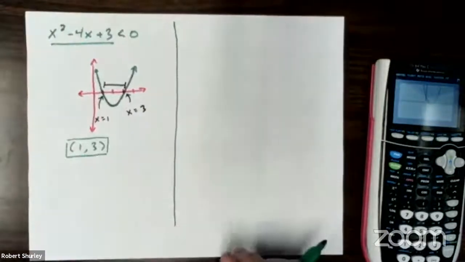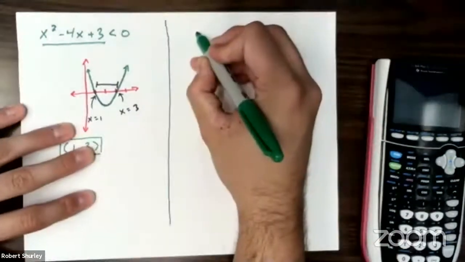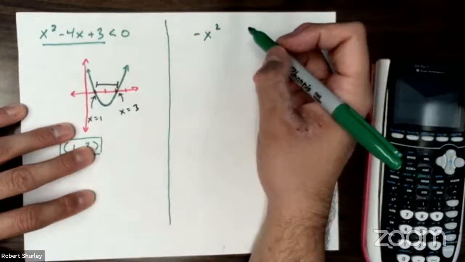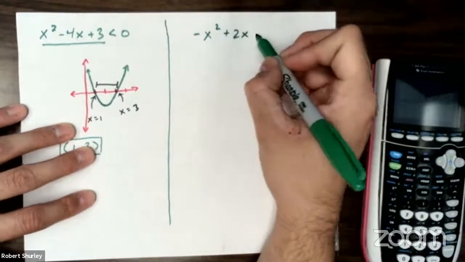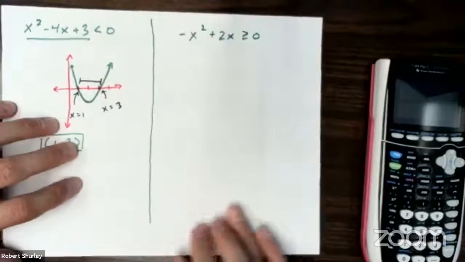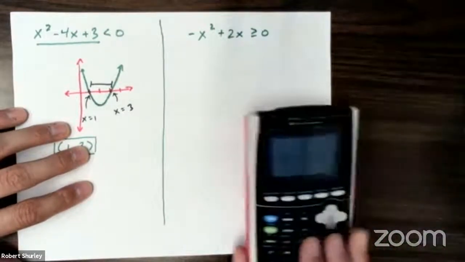Okay, let's do another one. Let's change it up a little bit. Let's say I've got negative x squared plus 2x, greater than or equal to 0. Okay. Negative x squared plus 2x greater than or equal to 0.